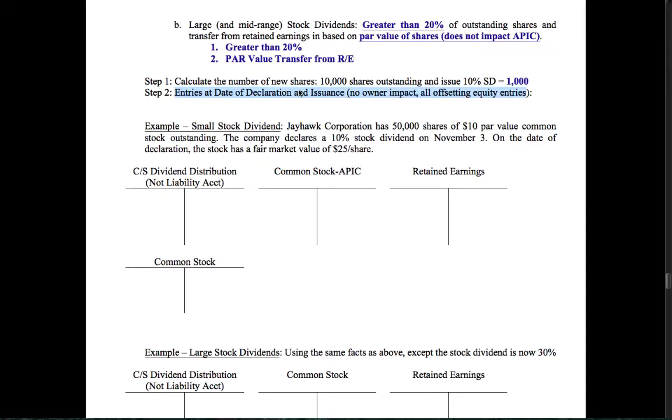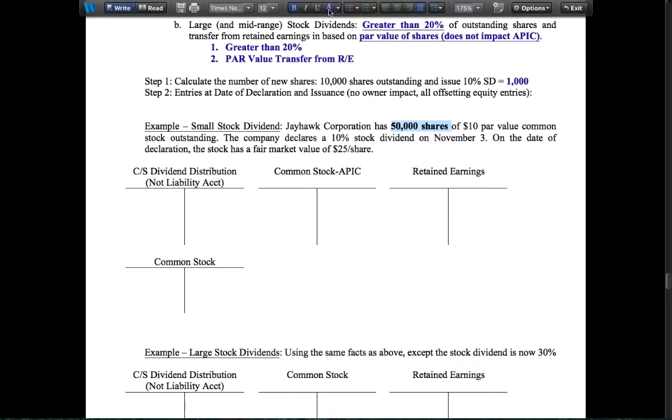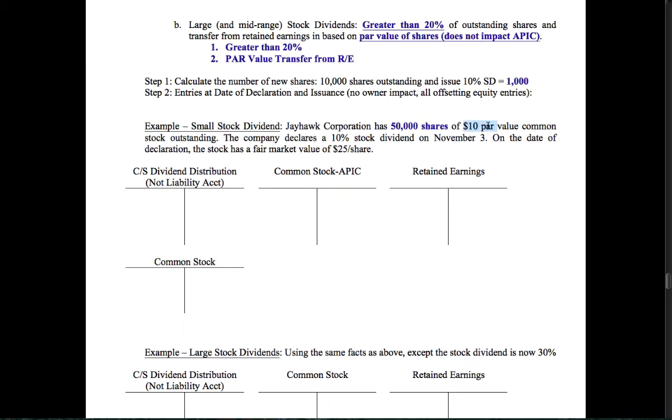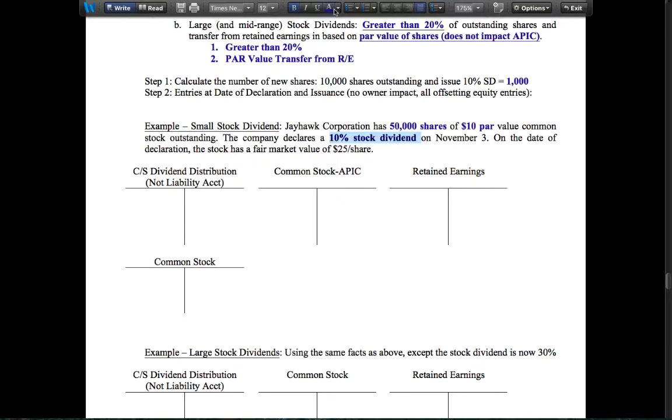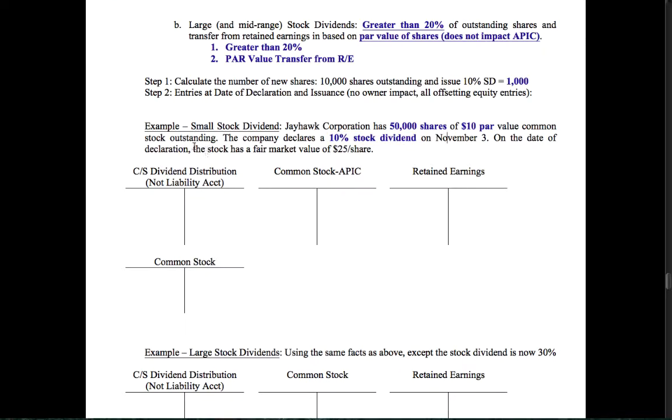Jayhawk Corporation has 50,000 shares of $10 par value common stock outstanding. Before we move on, let's highlight this. We have 50,000 shares, and we know the par is $10. The company declares a 10% stock dividend on November 3rd. On the date of declaration, the fair market value of the shares was $25. Those are the key pieces of information. You need to know the shares outstanding, the par value, the percentage of the stock dividend, and the fair market value for small stock dividends.